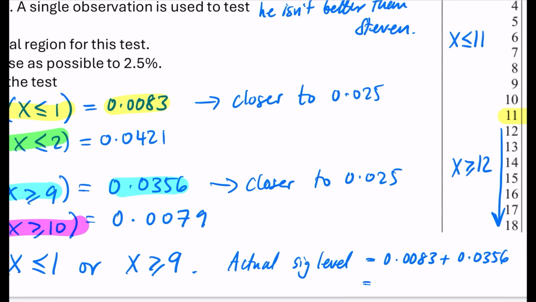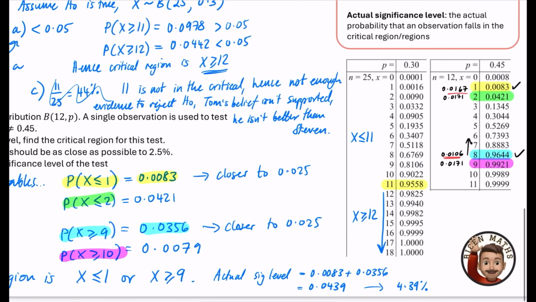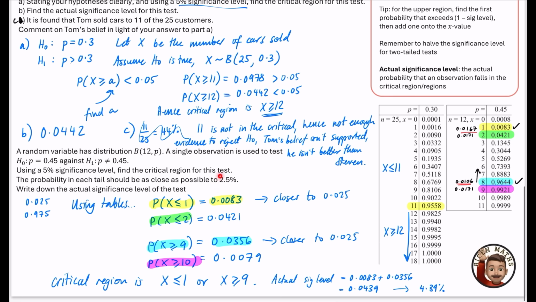0.0356. Let's add those together. 0.0083 plus 0.0356. And we get that the actual significance level is 0.0439. And you don't need to do this last part, but it's worth noting that that is 4.39% that we've got there, which is close to 5%. So the reason that they said that each one should be as close as possible to 2.5% is because although this one is actually higher than 2.5%, overall we do get a significance level that is still around the 5% level. Otherwise we might be pushing it way too low for this particular bit.